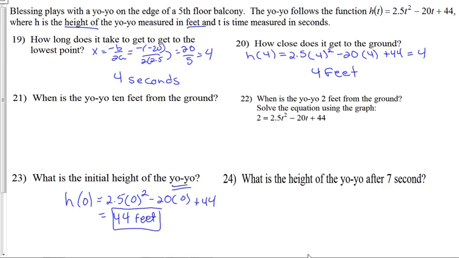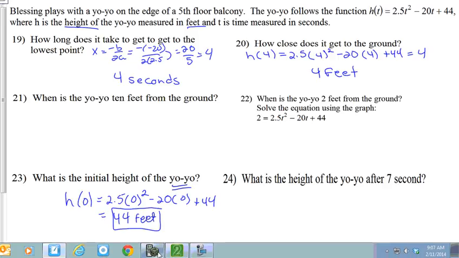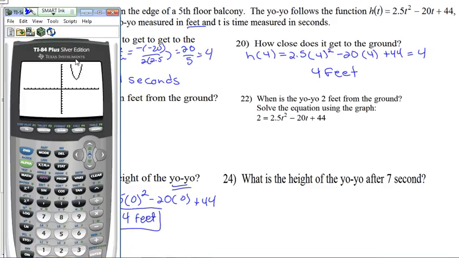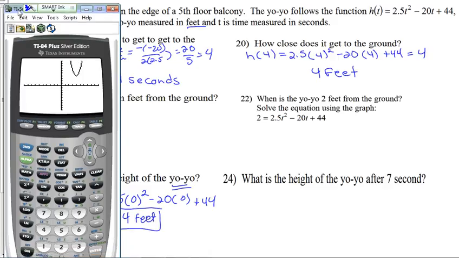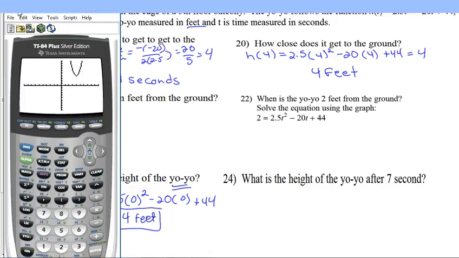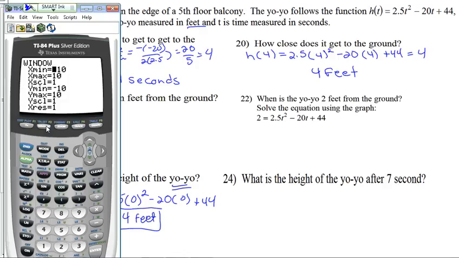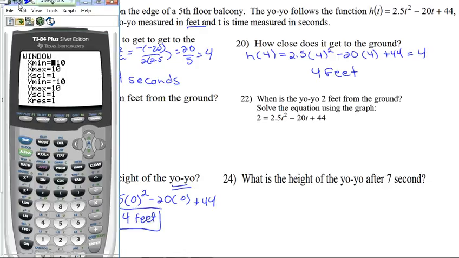So now the other ones are going to take us to the graphing calculator and figure out some things here. So here's the graphing calculator. Here it is. We know our initial height is 44, so we can change our window. So I'm going to show you the window change here. We don't need any negatives.